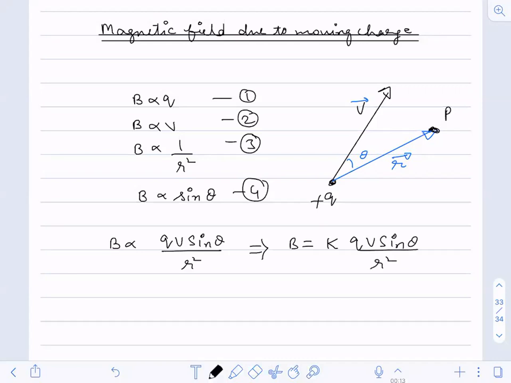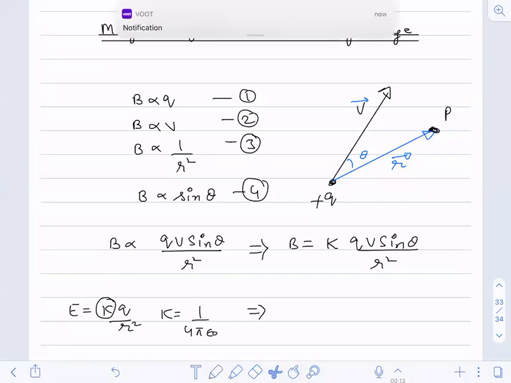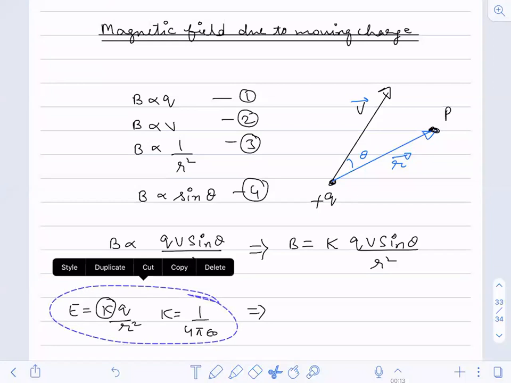Now this K value, like in electric field, if you remember, E was given as K Q by R square. So what is the value of K over there? It was 1 upon 4 pi epsilon naught. In electric field, the value of K was 1 by 4 pi epsilon naught. This was the value.